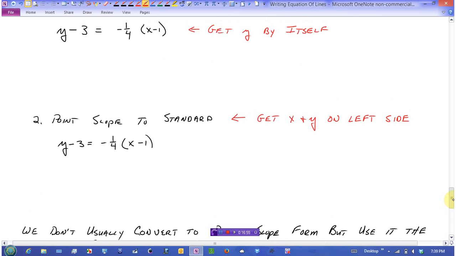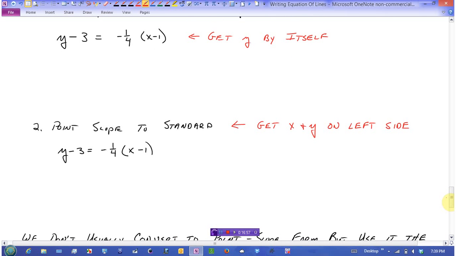Now here's one more skill that I do just want to show you, and we don't use it a whole lot. But let's say that I wanted to actually convert a line. After I got done and I have this equation of a line, I wanted to put it into standard form. We don't do that very often, but let's say I wanted to. Here's the technique we would use.